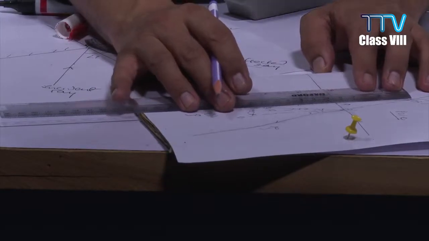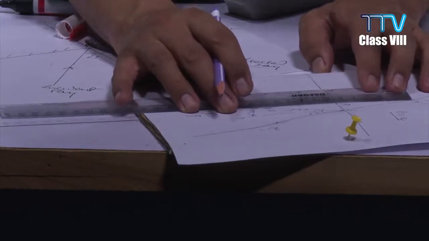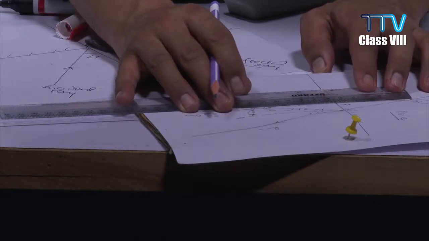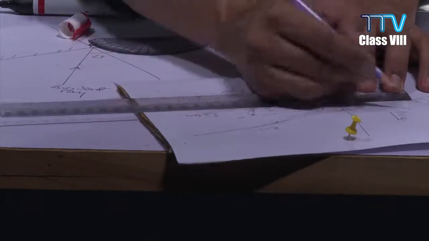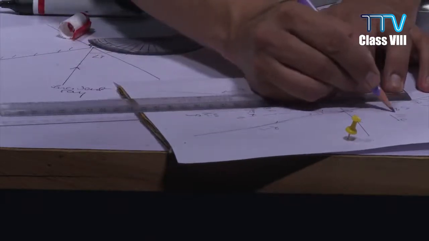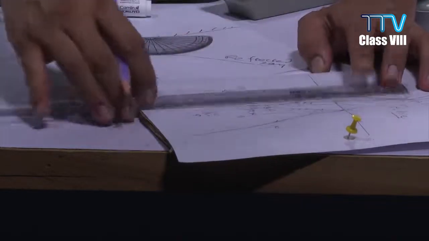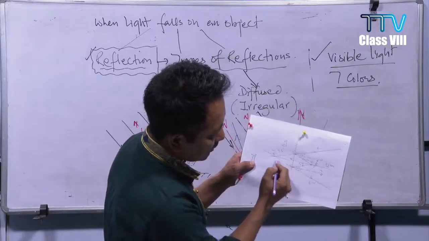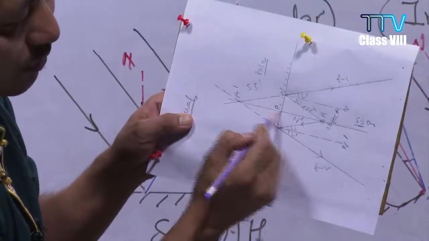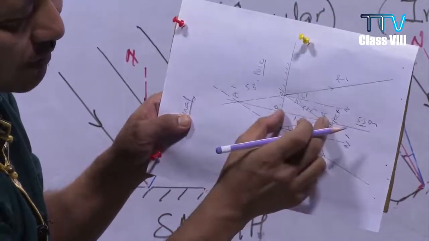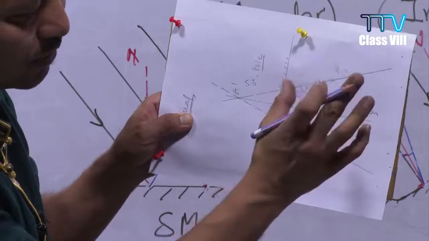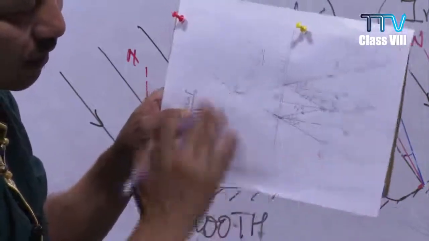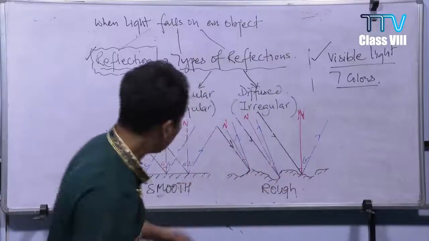Let us do it once again. It's near about 5.3, so I would count it as 5.3. The distance of object from the mirror and the distance of image from the mirror are the same. Plane mirror.